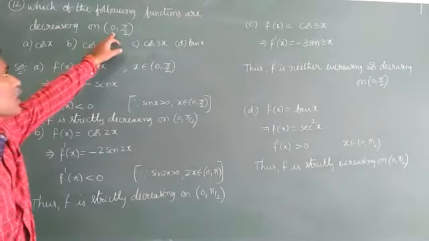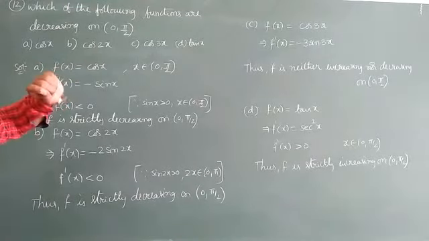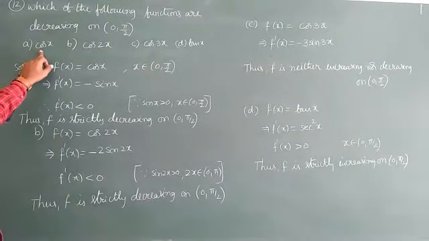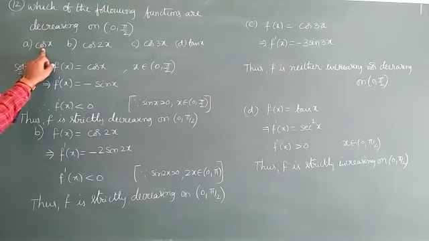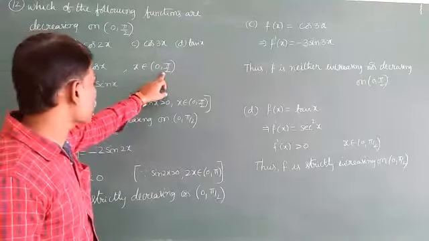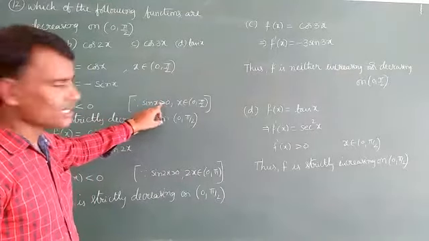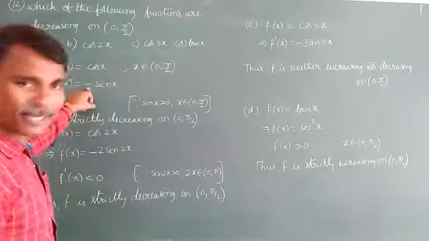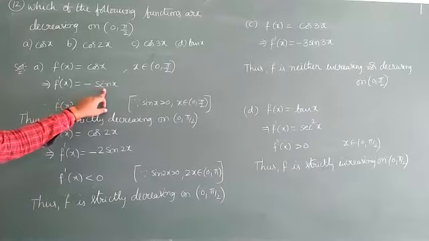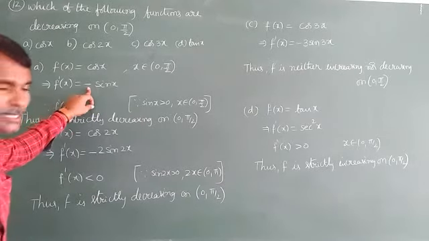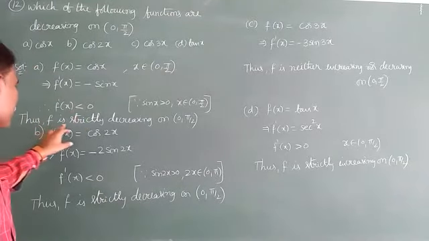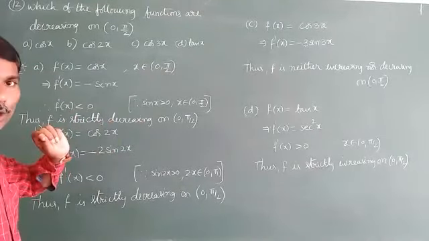Here 0 comma pi by 2 means first quadrant. x belongs to 0 comma pi by 2. Suppose cos x, differentiation gives minus sin x. In the first quadrant sin value is positive, and positive into minus, minus will come. f dash of x is less than 0. That's why f is strictly decreasing on 0 comma pi by 2.